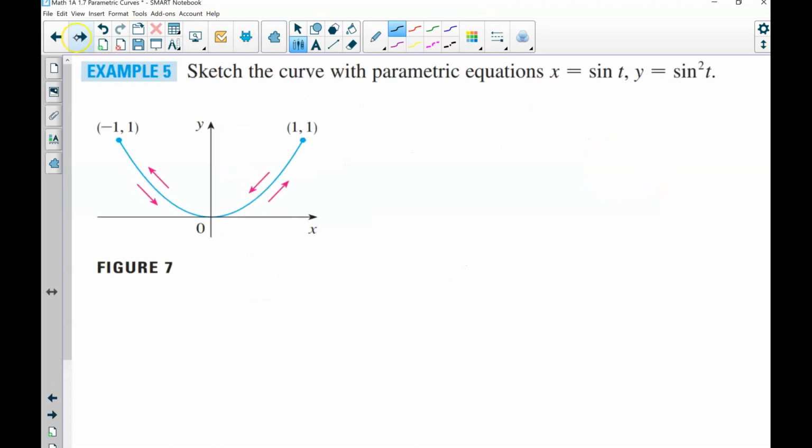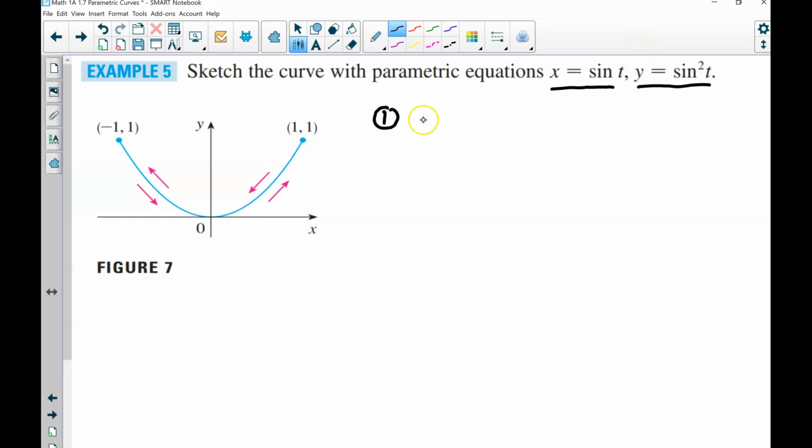Okay, let's look at example number 5. We want to be able to sketch the curve with parametric equations: x is equal to the sine of t and y is equal to sine squared t. Looking at these two equations, you can see that x is equal to the sine of t, and if you square that, then you get sine squared t. So let's use that observation.